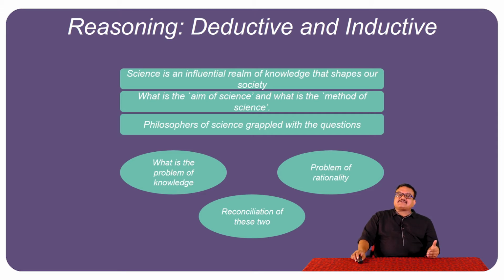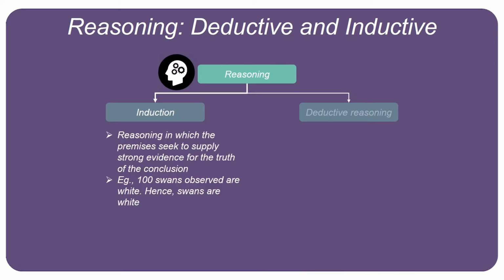In other words, philosophers of science grapple with the question: what is the problem of knowledge, the problem of rationality, and the reconciliation of these two? So, induction is the reasoning in which premises seek to support strong evidence for the truth of the conclusion. 100 swans observed are white, hence swans are white.